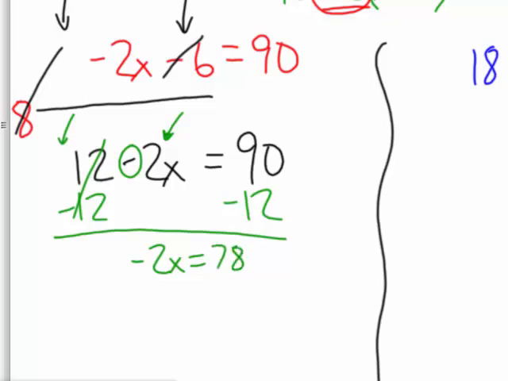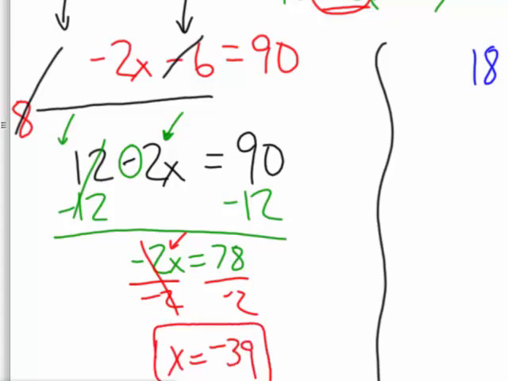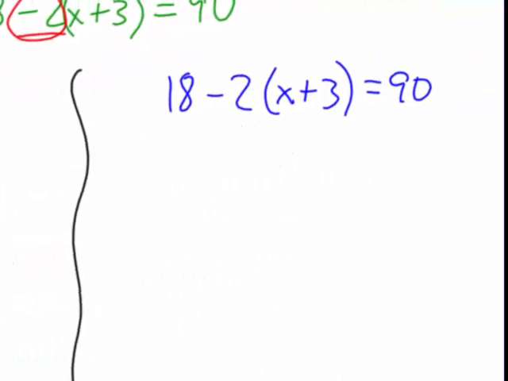And then lastly, we're multiplying by negative 2, so the inverse is divide by negative 2. Whatever you do to one side, do to the other. And x equals negative 39. Right? A positive divided by a negative is a negative. Okay, let's see if we get the same thing in this other one by doing a different method.